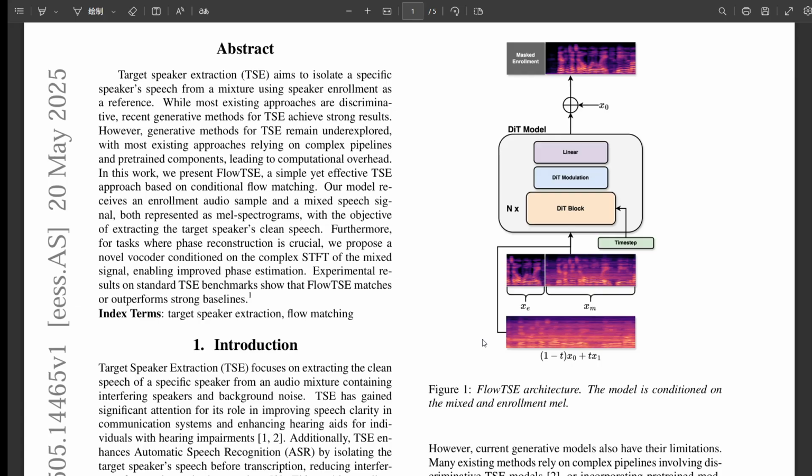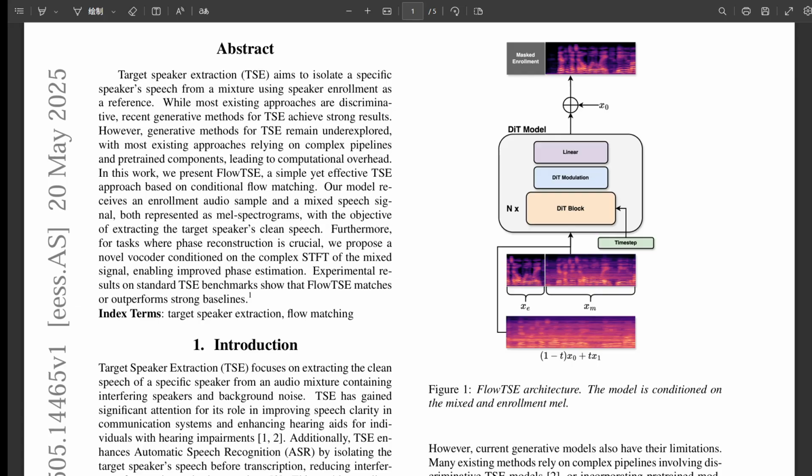It works with mel-spectrograms, which are these time-frequency representations of the audio. They're computationally efficient. It takes the mel-spectrogram of the enrollment speaker and the mel-spectrogram of the mixed speech, concatenates them, and feeds them in. Mel-spectrograms are efficient, but you hinted at a catch. Yes, we'll get back to that.